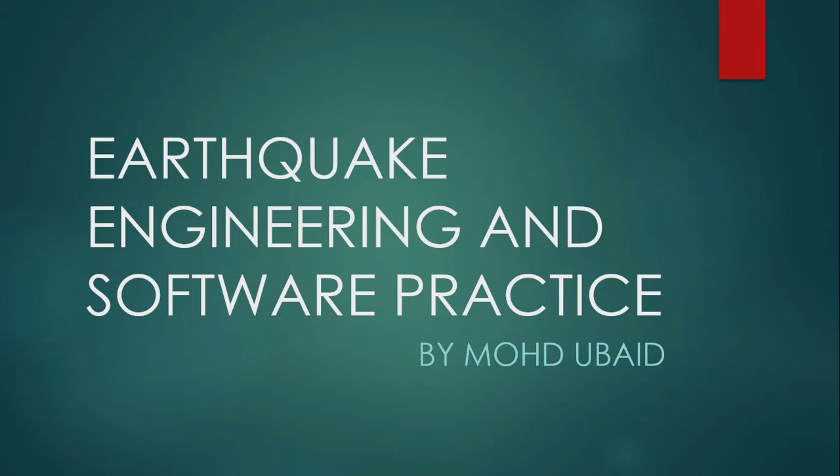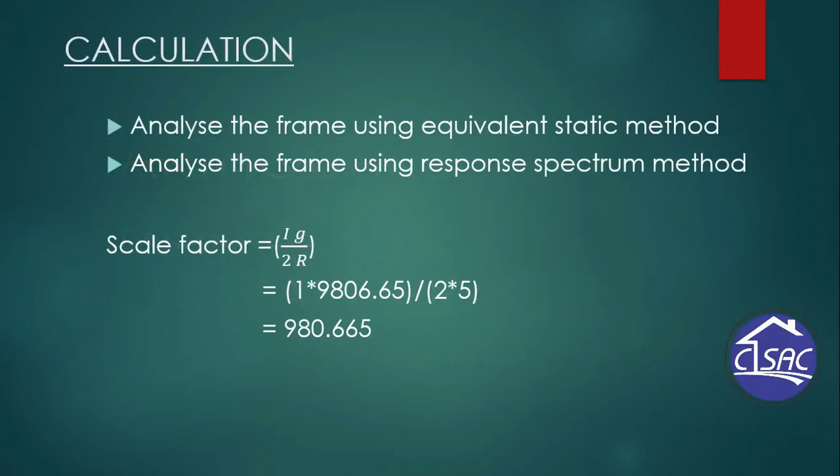And today in this video, we will learn how we can find out the scale factor for using in response spectrum analysis. So when we do the response spectrum analysis for any structure, we have to do two analyses. First, analysis of the structure by using the equivalent static method, and then the second analysis which we do is response spectrum analysis. Okay, and the scale factor which we will be using is equal to Ig upon 2R, where I is the importance factor and g is the acceleration due to gravity and R is the response reduction factor.